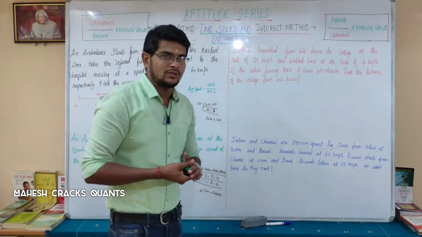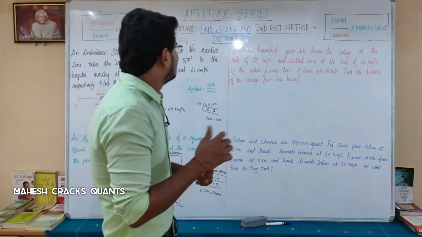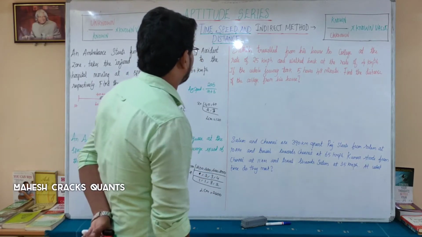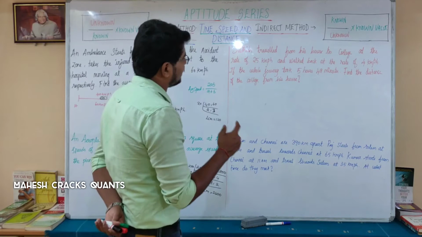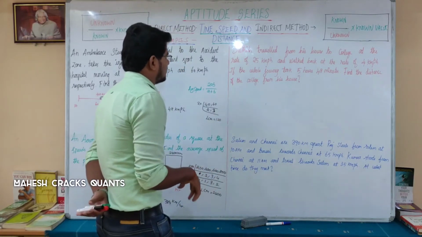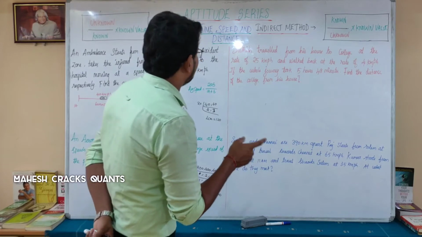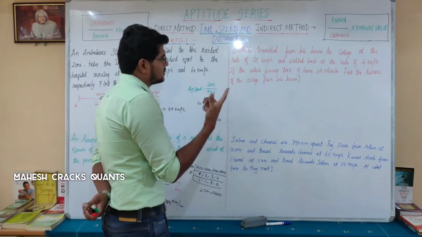Okay, let's move on to the next question. Next question is, Sathish traveled from his house to college at the rate of 25 km per hour and walked back at the rate of 4 km per hour. If the whole journey took 5 hours 48 minutes, find the distance of the college from his house.